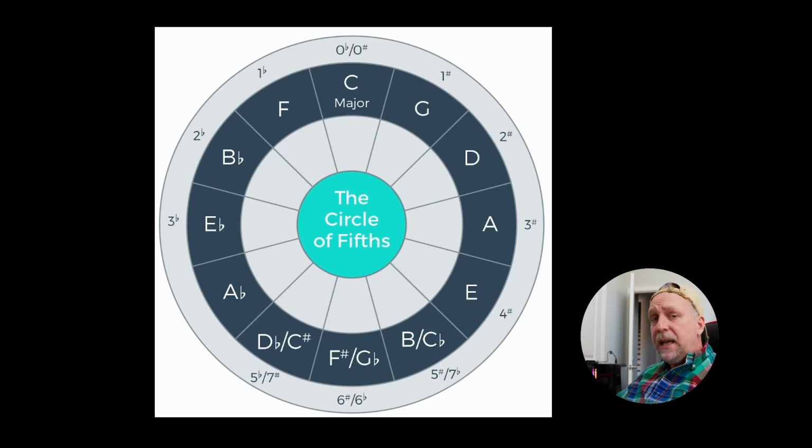Now, if we count from E flat, E, F, G, A, we're back at our A flat here. And guess what? How many flats does A flat have? It has 4 flats. Now, if we keep counting back from A flat, A, B, C, D, we're back to our D flat. And if we count back 4 from D flat, D, E, F, G, we're back here at the bottom.